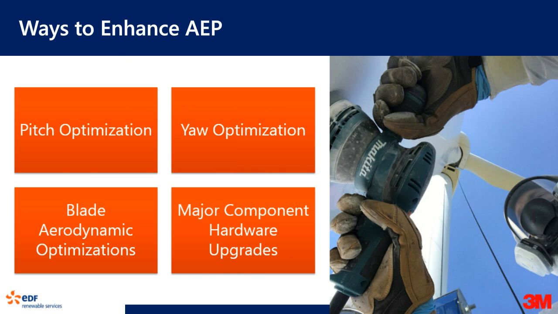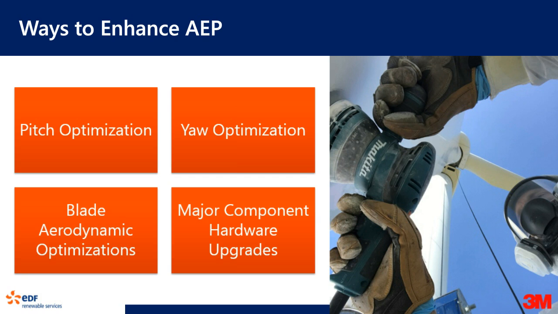So you may ask, how do we enhance AEP? Well, we have a couple options. We have pitch optimization, which a lot of OEMs are doing right now. They're going in and adjusting our pitch parameters. We also have yaw optimization, which is correcting the yaw offset of the tower.